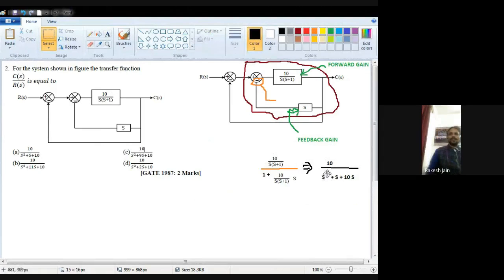Yes, so S square plus S plus 10 is, we can say S is 10 upon S square plus 11S. S square upon 11S. So I just, you can say 10 upon S square plus 11S.